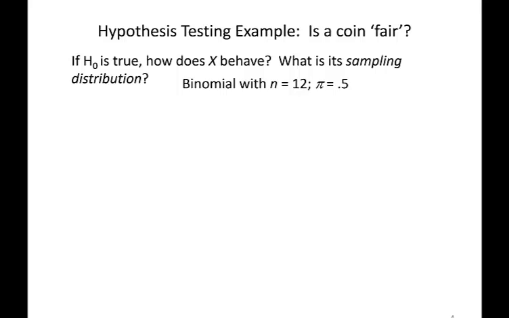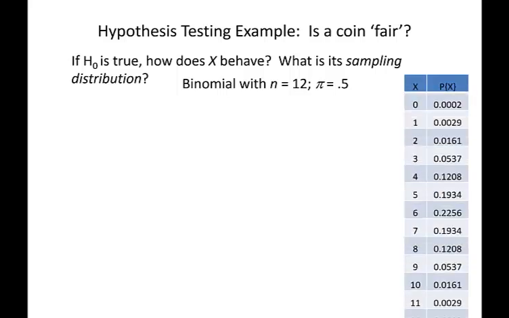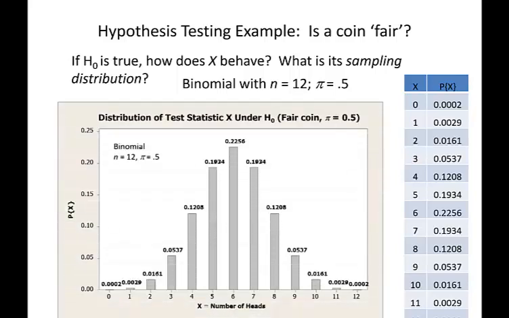And it turns out in this case to be a binomial random variable with n equals 12 and pi equals 0.5. And we know all about the binomial random variable, and we can calculate the probabilities associated with every value that x can take on, and here they are listed out for us to see. We can also look at it in a graphical form, and you see it's symmetric and it's nice and pretty. And this is everything we need to know about the random variable x, which is the number of heads.